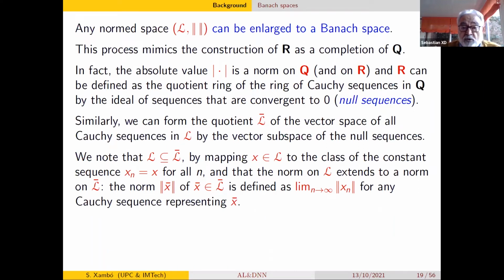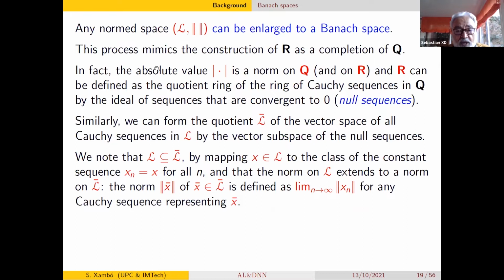In fact, the absolute value is a norm on Q, and R can be defined, and I think this is, from the point of view of algebra, a very smart definition, as the quotient of the ring of Cauchy sequences in Q by the ideal of null sequences, which are sequences that converge to zero. So convergent sequences amount to nothing in terms of producing real numbers, but all the others do produce a real number, well, except the zero.